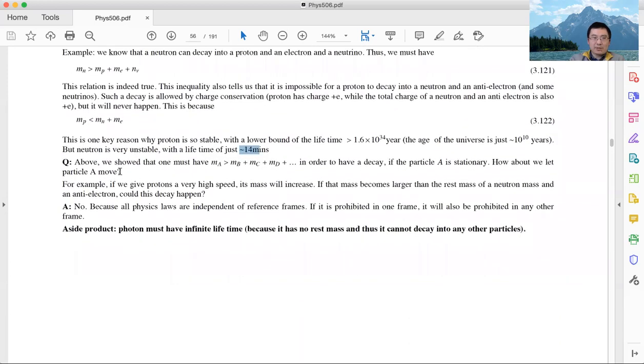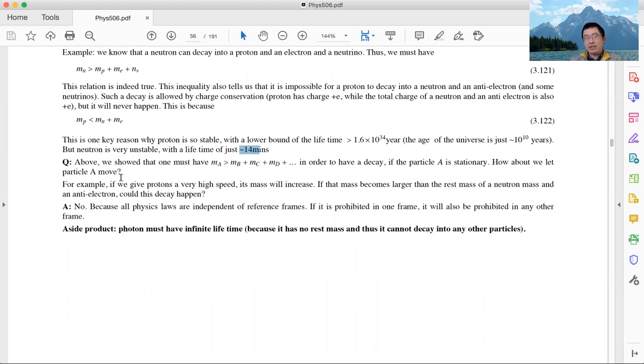So naively, by just looking at the energy conservation law, or mass conservation law, we will say, oh, it seems okay. If I let the particle move and this mass becomes heavier, the proton becomes heavier than the neutron. So in principle, it should be able to decay into a neutron. However, the true answer is no.